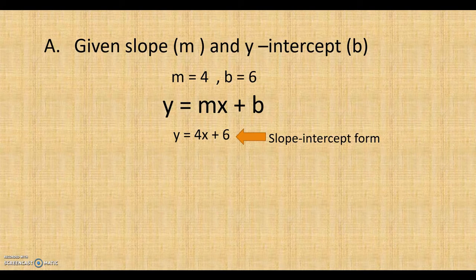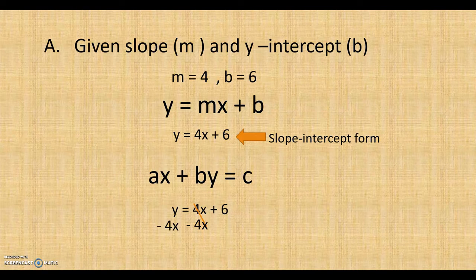To convert this into standard form, which is ax plus by is equals to c, let's transpose 4x to the other side by subtracting 4x both sides. So we have negative 4x plus y is equals to 6. So this is our standard form.